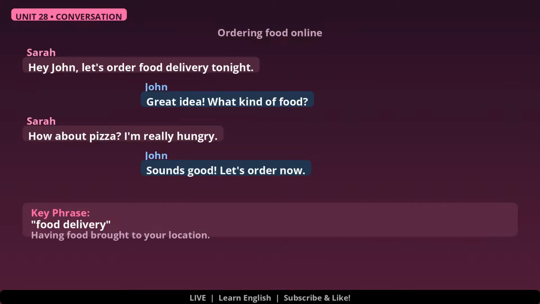Here's a real conversation example. Situation, ordering food online. Sarah says, "Hey John, let's order food delivery tonight." John says, "Great idea. What kind of food?" Sarah says, "How about pizza? I'm really hungry." John says, "Sounds good. Let's order now." The key phrase is food delivery. It means having food brought to your location.